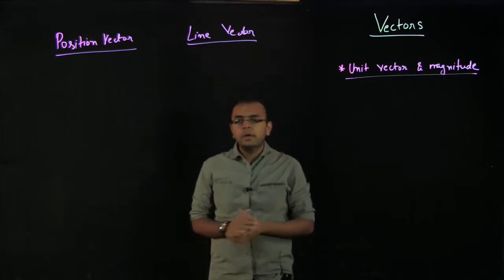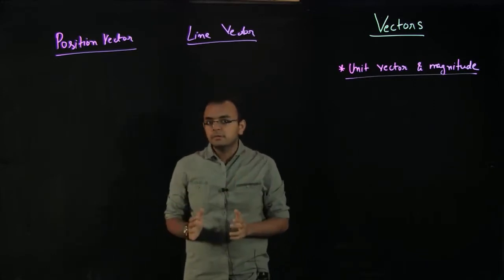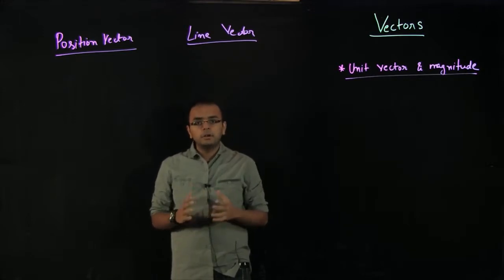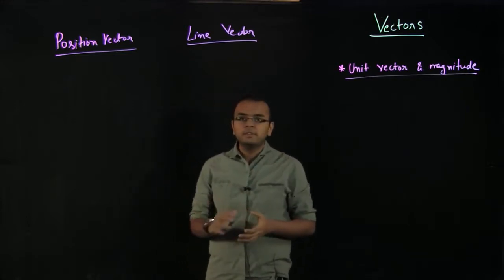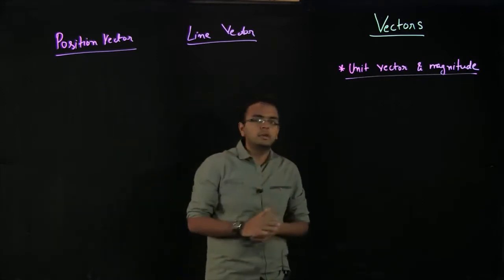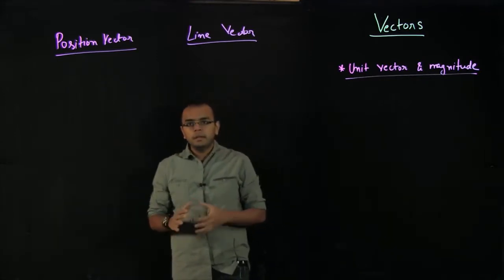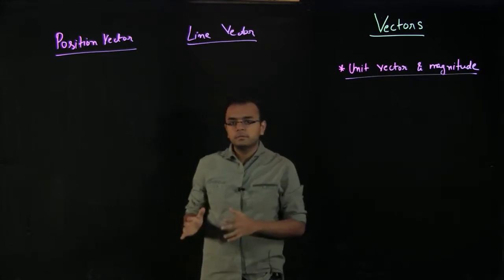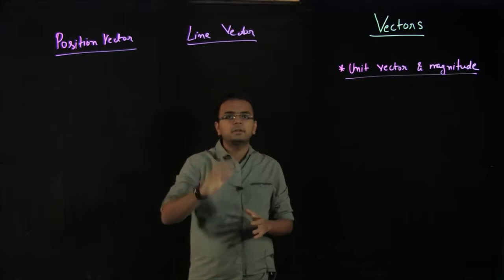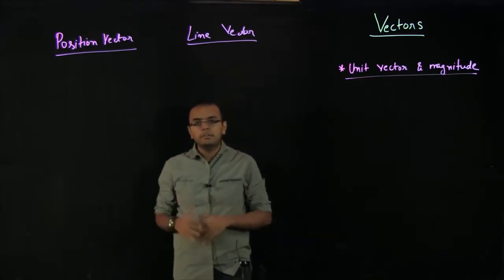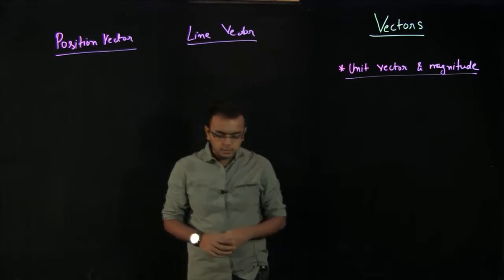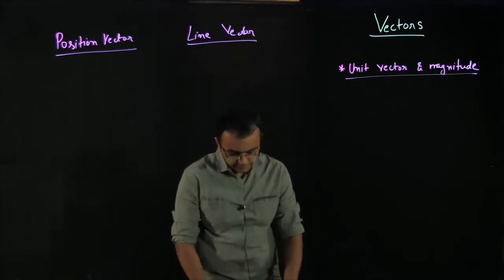In this first video, I would just like to talk about very basic stuff and I will try to define vectors. I believe that there is a lot of confusion among students about even basic definitions of vectors like position vector, line vector, unit vector and magnitude. I think if you can really focus on this video and really try to understand the difference between position vector and line vector, that will clarify a lot of things for you. So let me start by defining what a position vector is.